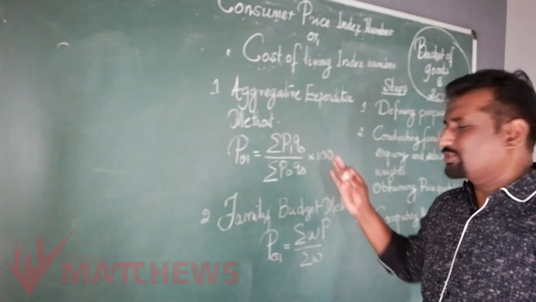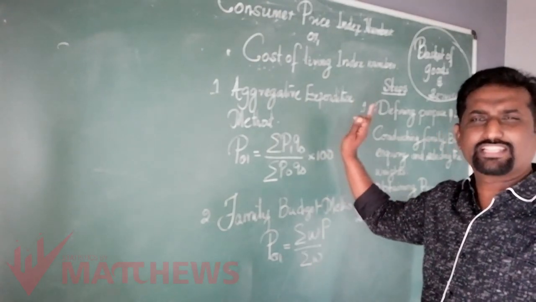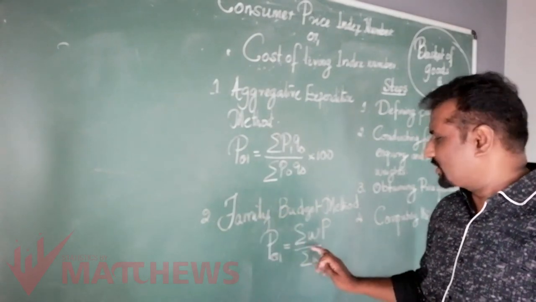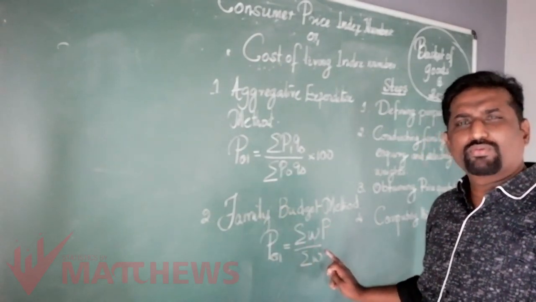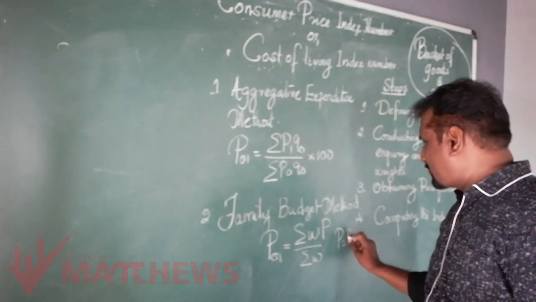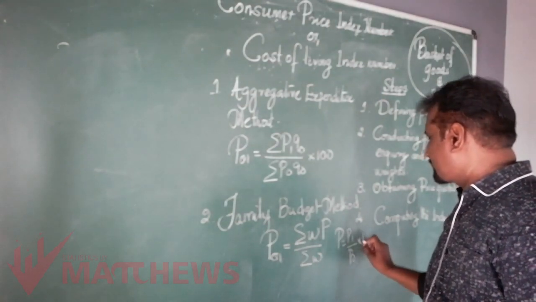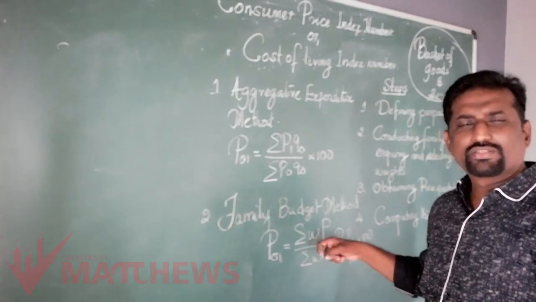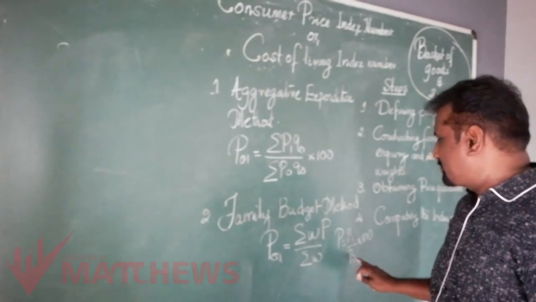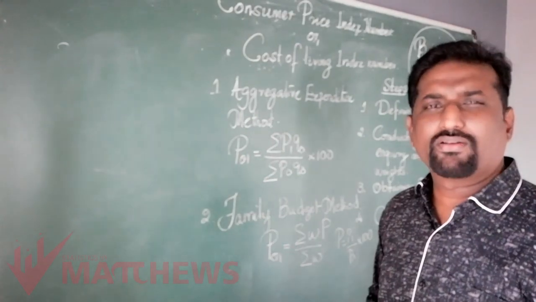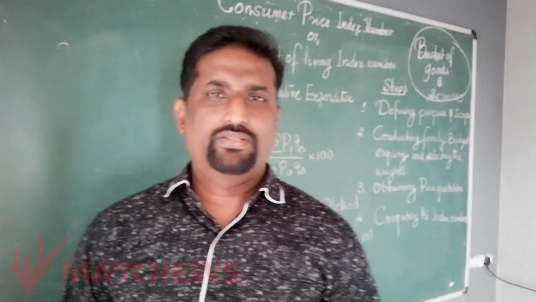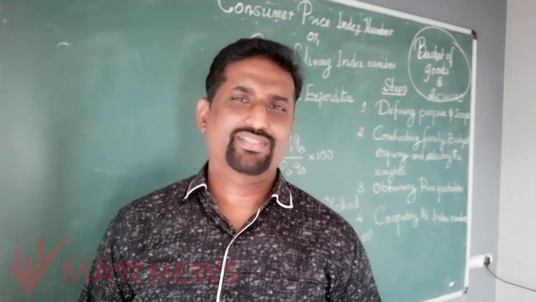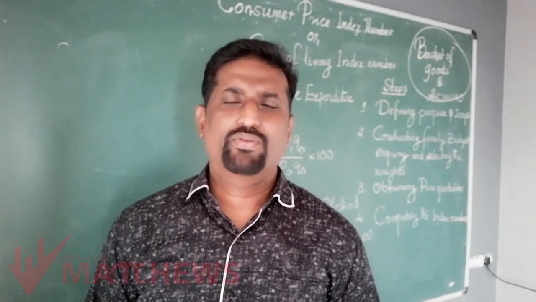So these are the two formulae that we have for the consumer price index number. To calculate the consumer price index number using the family budget method, what do we require? We require P. What is P? P is equal to P1 upon P0 into 100. W is the weights. If we have P1, P0 and W, then the rest can be calculated and we can find the consumer price index number using the family budget method, students. This is how we do it. I hope you have understood this.